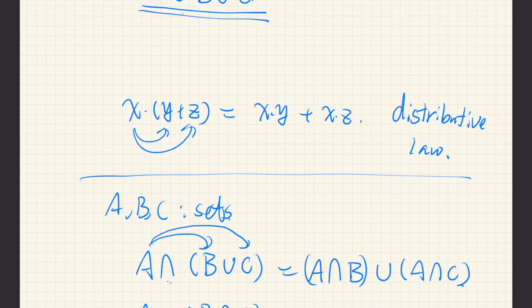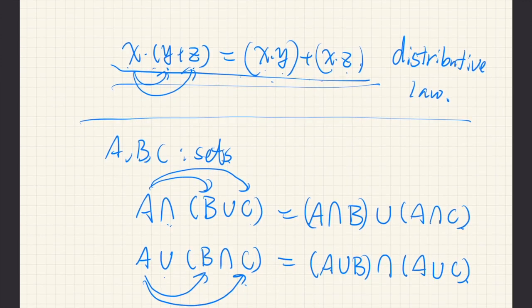By the way, the distributive law of numbers means first we add y and z, and to that we multiply x. Then we get the result that is equal to first we multiply x and y, and x and z, and add them together. So this is the distributive law of numbers, and a similar law holds for set operations like this.